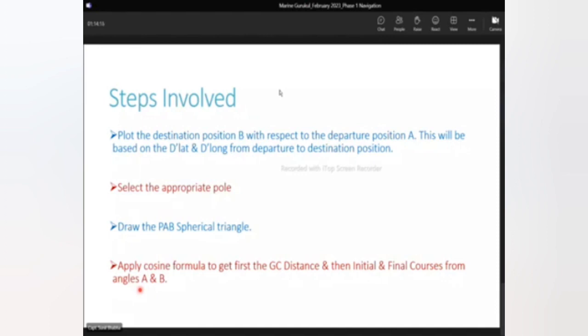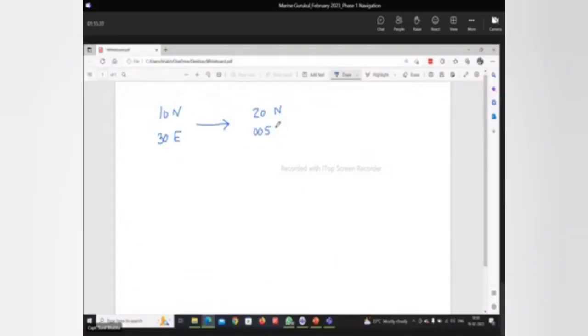Okay, sir. And sir, can you clear the first step again, sir? The first one, plot the destination. Beta, can you see my screen? Yes, sir. Now we can see. Right.